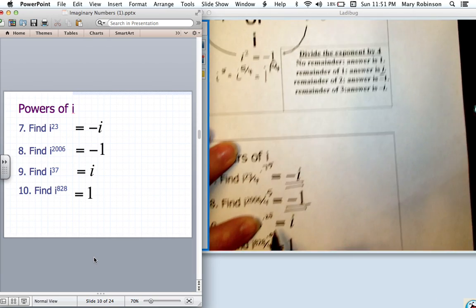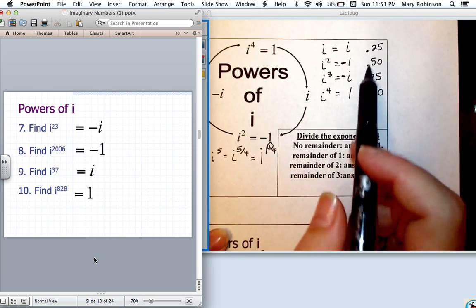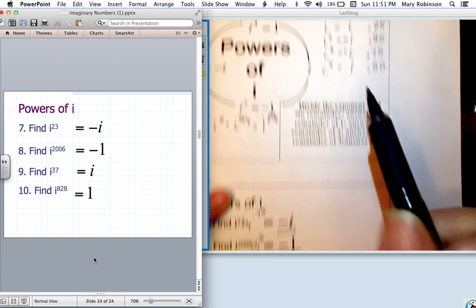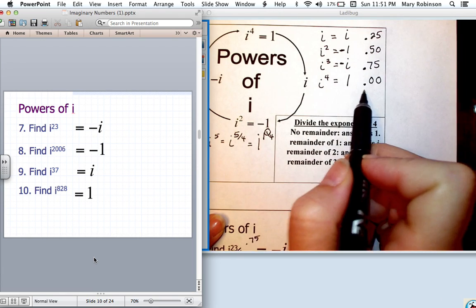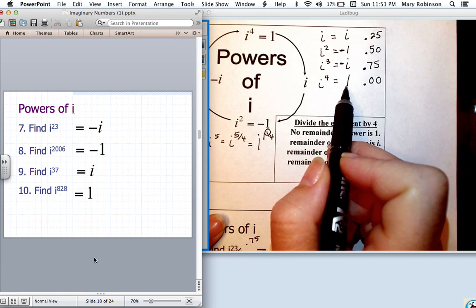Then we can always just go back to our chart here and say, okay, well 0.25 is the first one, so that's i. And if we get no remainder, that means it divides evenly and it equals 1.